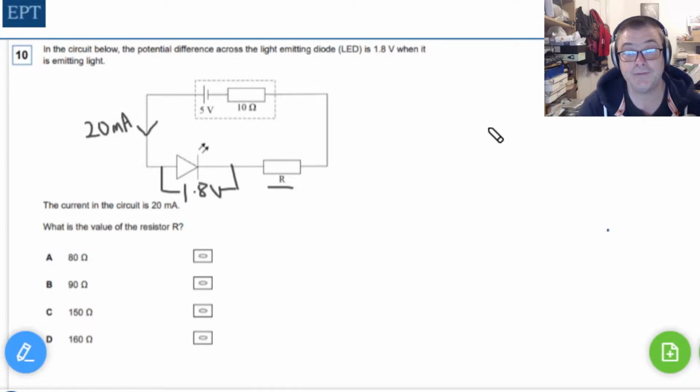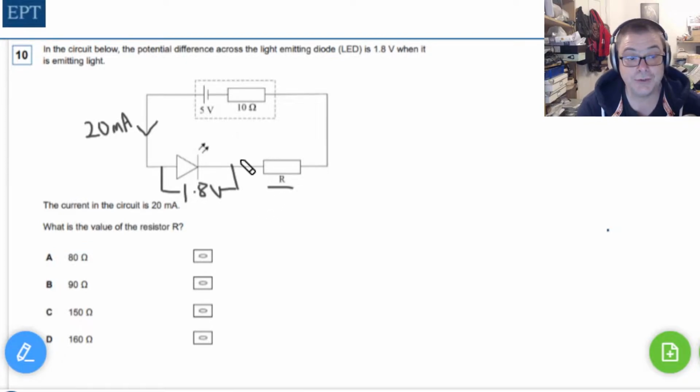And a general tip for circuit questions is, if you're sitting there thinking, oh, I don't know where to start, pull out V equals IR and just work around the components, writing down what you know and what you can work out. So, looking at the value of R, which is what we want, we can't find that. We do know the current through R, it's 20 milliamps because it's connected in series, but we don't know the voltage across it, and that obviously is going to be our task.